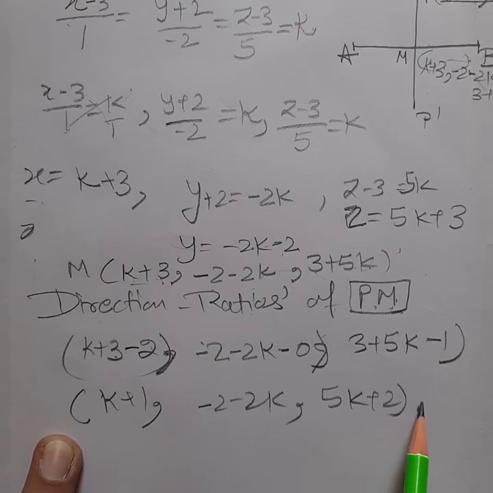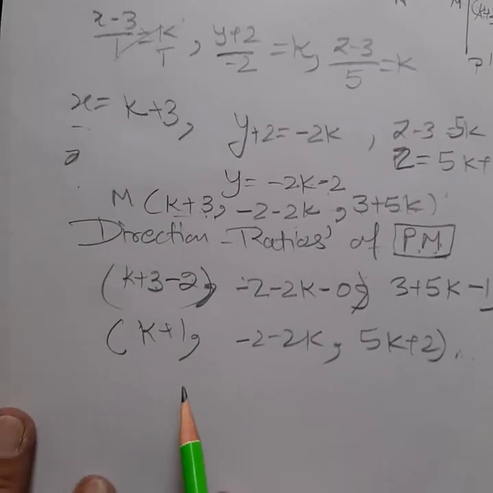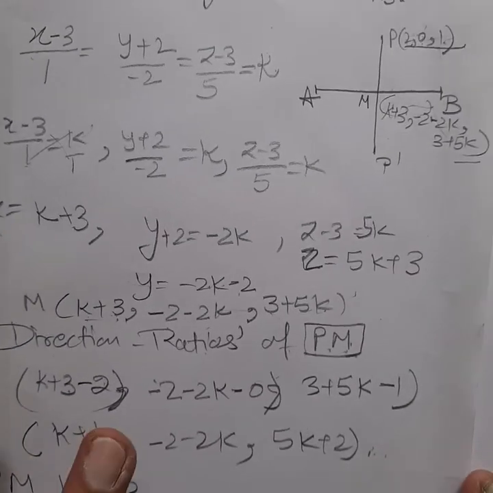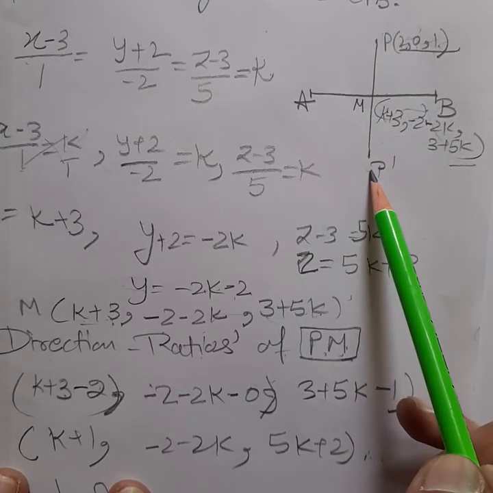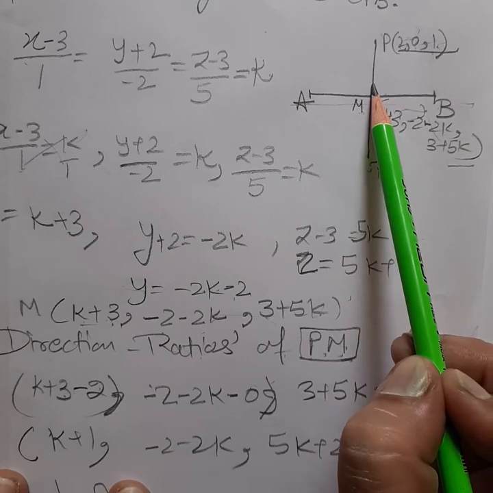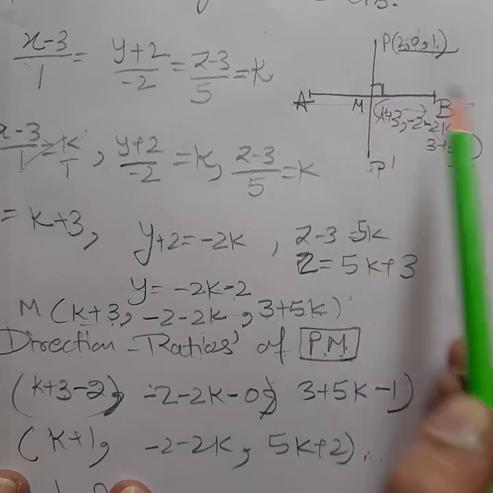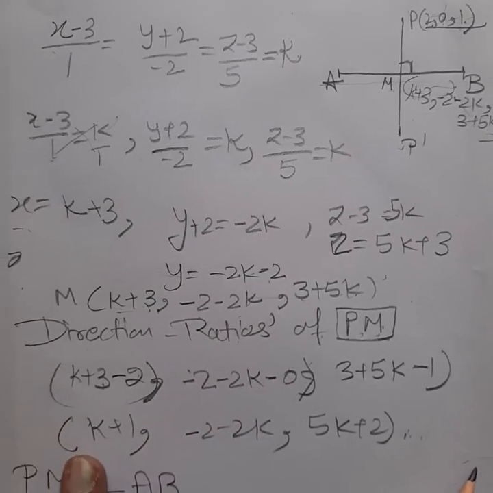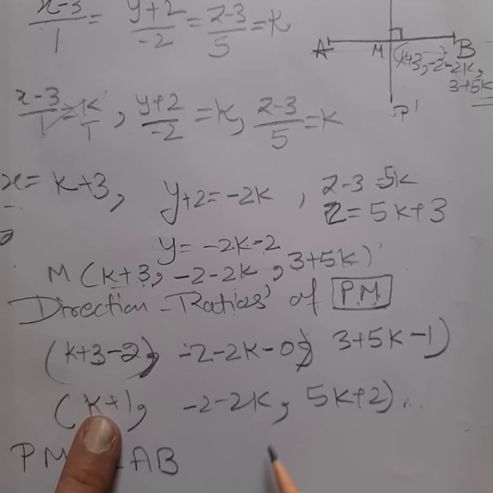Now our next step is that you can see that PM is perpendicular to AB. You can see here the line PM is perpendicular to AB because it makes a 90-degree angle here. Now, what is the method for two perpendicular lines? We have to write it in this form.